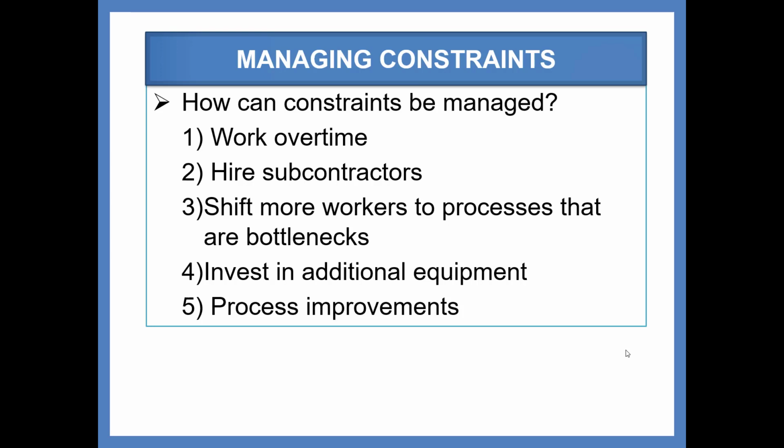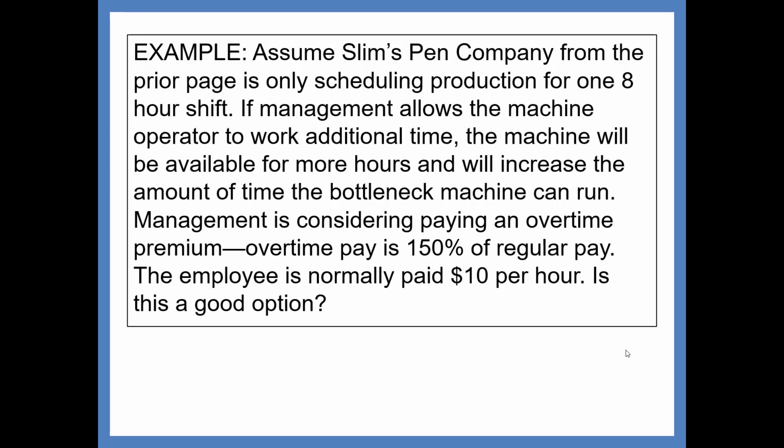Maybe the layout of their production process is causing a time issue. So these are the things they can consider doing. To demonstrate, we'll assume Slim's Pen Company from the prior page is only scheduling production for one 8-hour shift. If management allows the machine operator to work additional time, the machine will be available for more hours and will increase the amount of time the bottleneck machine can run.